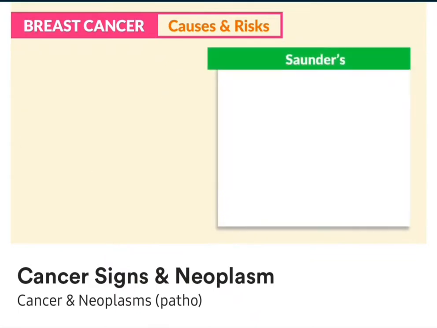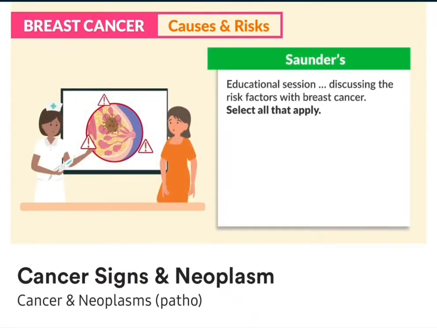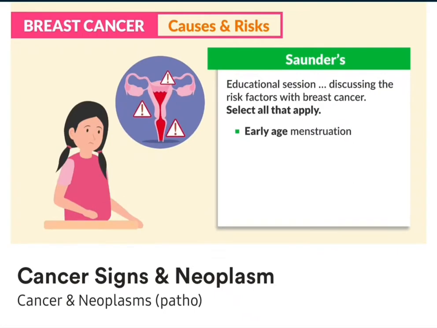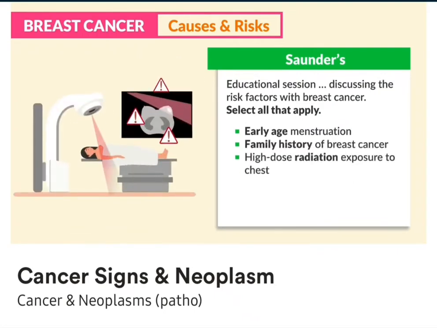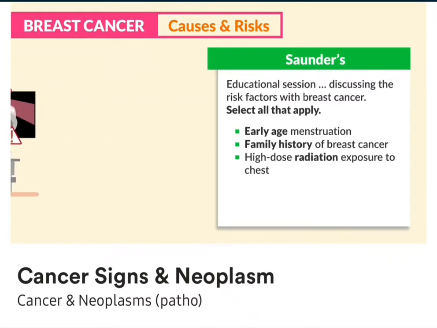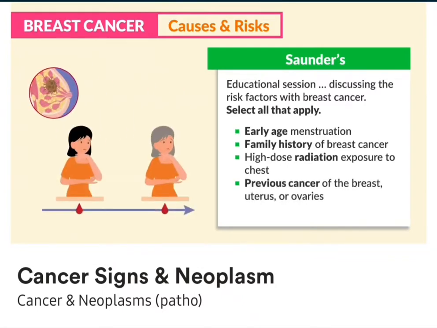Now, Saunders had a question about this. Educational session discussing the risk factors for breast cancer. Select all that apply. Early age menstruation, family history of breast cancer, high doses of radiation exposure to the chest, and previous cancer of the breast, uterus, or ovaries.